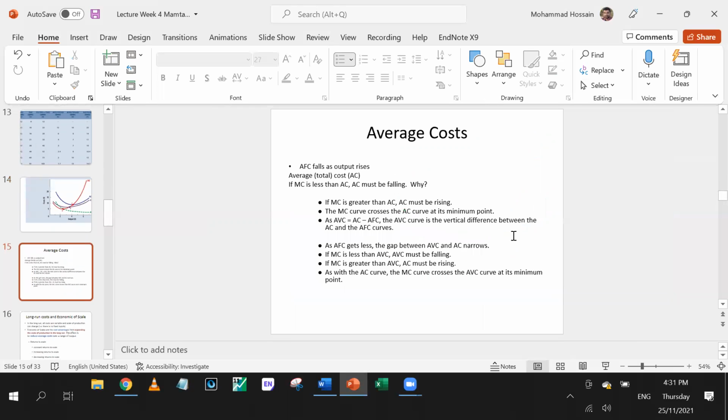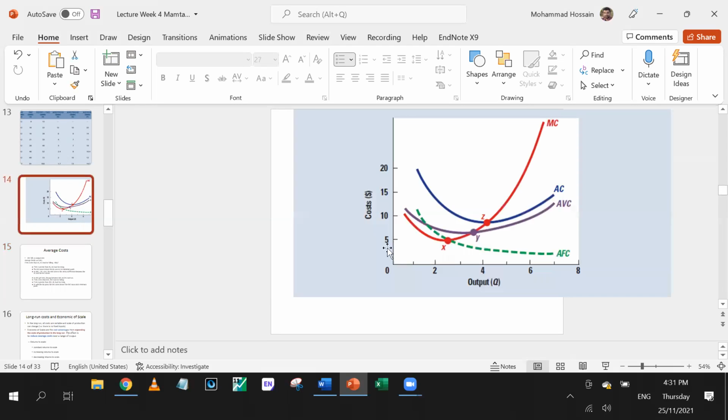Okay. So here, what this says is average fixed cost falls as output rises. So that's what I already showed you. The average fixed cost will be falling as the output increases. If marginal cost is less than the average cost, average must be falling. Why is that? The answer is that if marginal cost is greater than average cost, average cost must be rising. Look here.